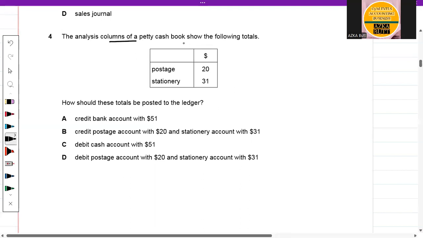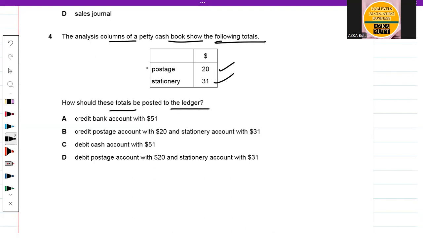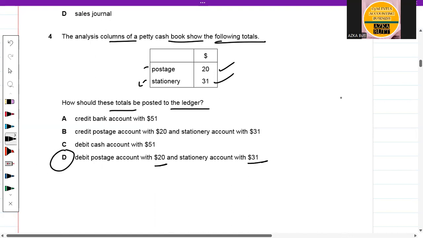So the analysis columns of a petty cash book show the following totals. We have $20 in postage and 31 in stationery. So how should these totals be posted to the ledger? This is very simple because these are expense accounts, postage and stationery. So we should debit the postage account by $20 and the stationery account by 31. So this is very simple. The option is the right option.